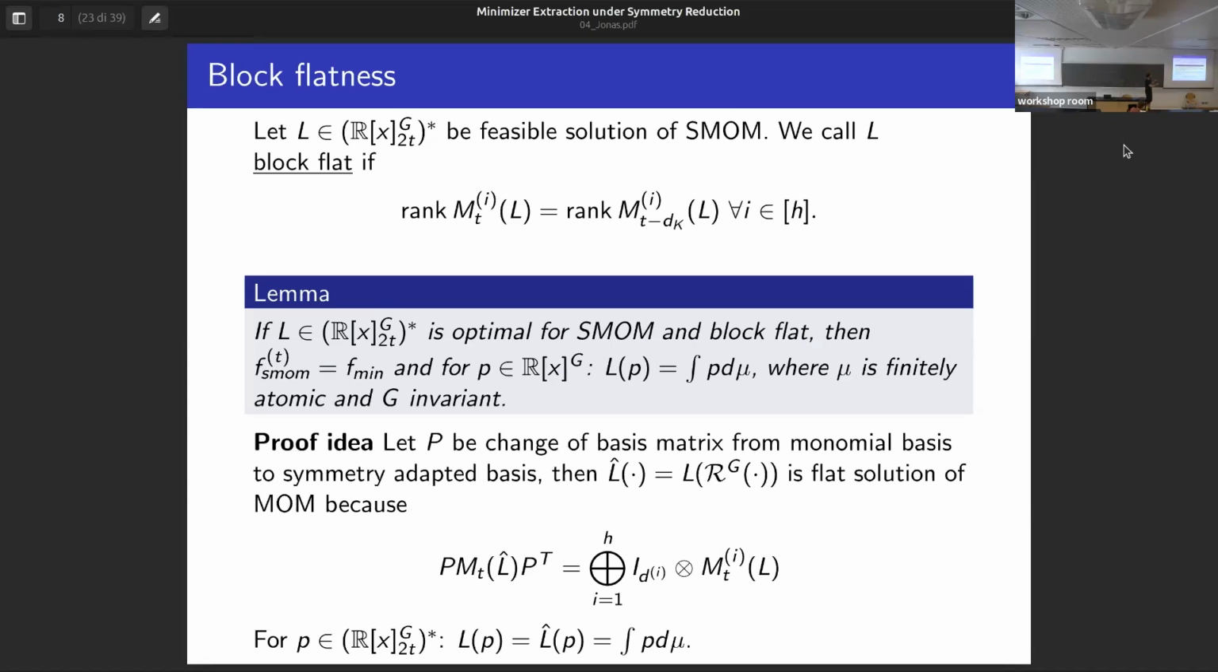If your solution is block flat, you can just evaluate the rank on the right-hand side of the equation easily, because it's just the sum of the ranks of the different blocks. And because P is invertible, your moment matrix will share the same rank. So through the block flatness, you just get flatness of the classic moment matrix. And you get all the results from that.